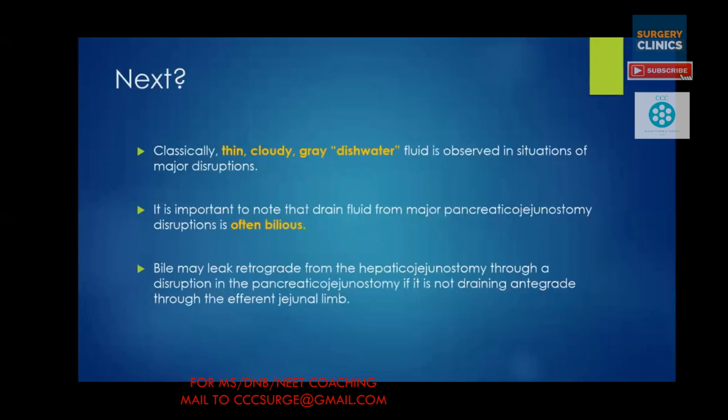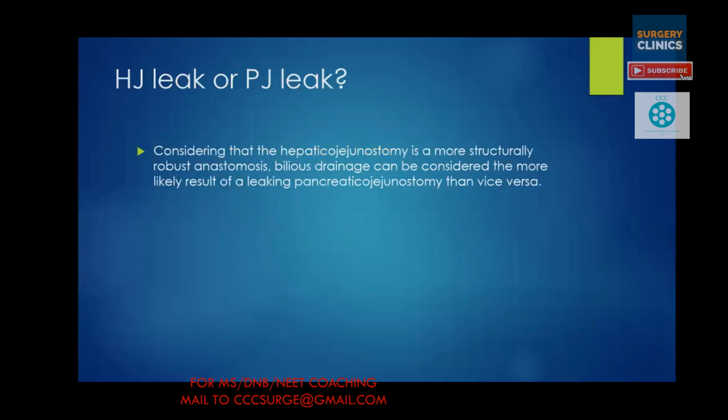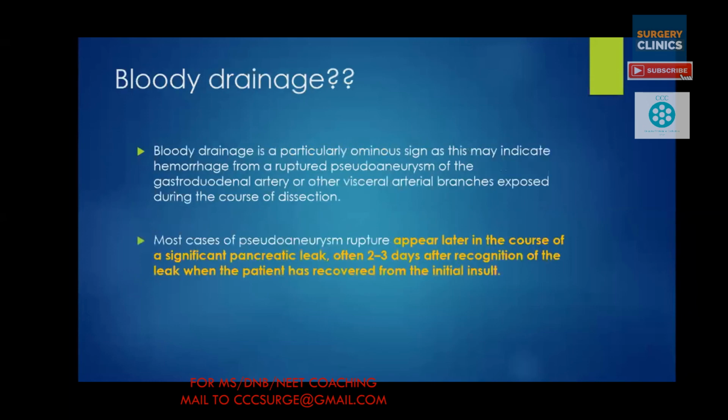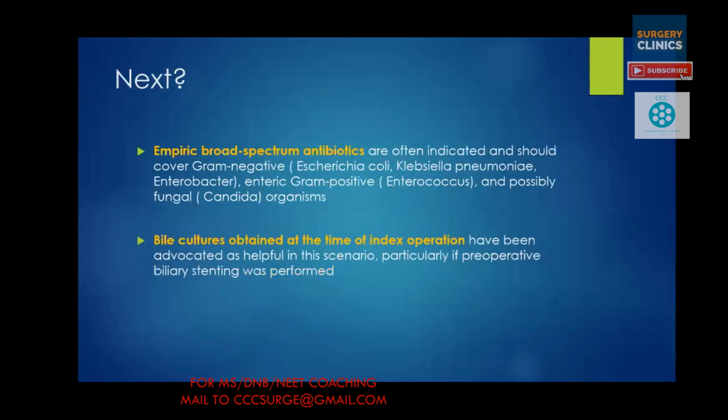Okay. So next, what are you going to do? As some of you have answered, you'll see the color and everything. I think sir has told you about the bilious drainage and where it is coming from, about gastroenteric. I'm not going to go into that. Bloody drainage also sir has told you. Remember that the aneurysm does not happen immediately. Aneurysm normally happens 2 to 3 days after the pancreatic PJ leak. So you have to be very careful.